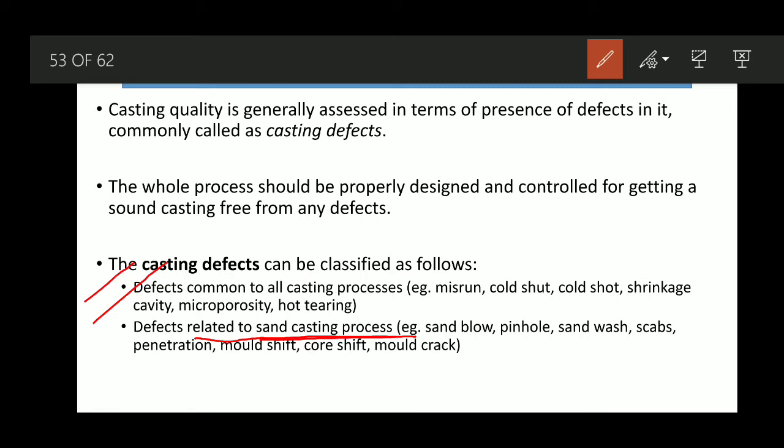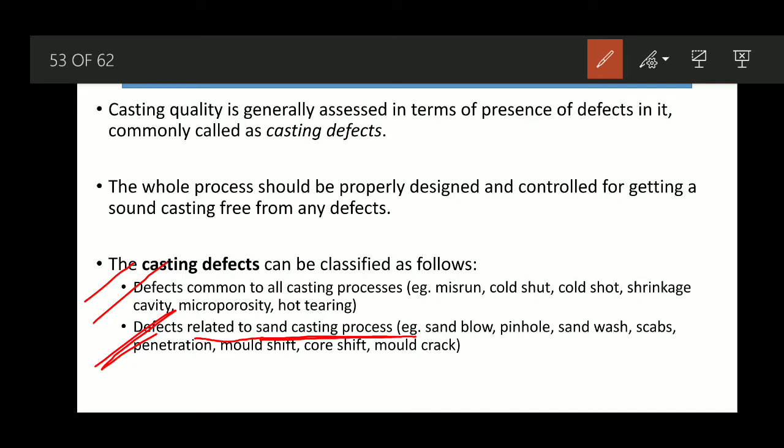Why are we discussing the defects with respect to sand casting as a separate category? Because in normal consideration, sand casting is one of the most versatile types of casting process and one of the easiest methods. In most cases where we are not going for very high quality, sand casting itself can do our job, and it is one of the oldest processes also. So there are certain defects which are specific to sand casting, because we already know that in sand casting, the mold is made of sand.